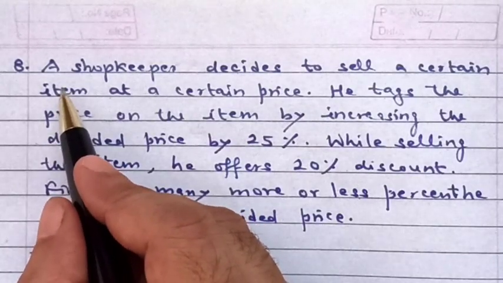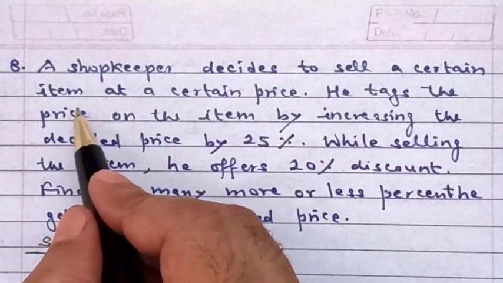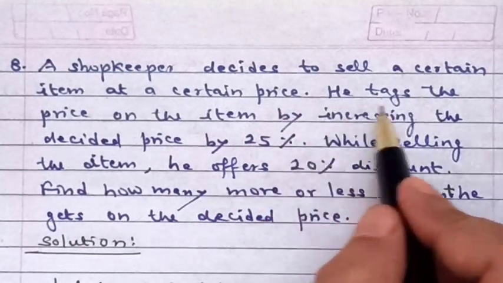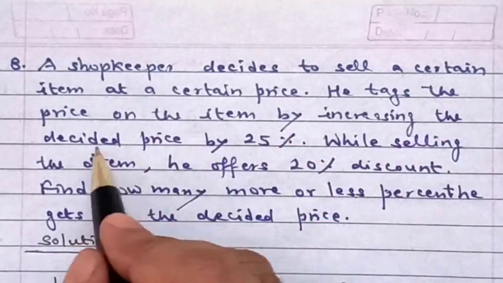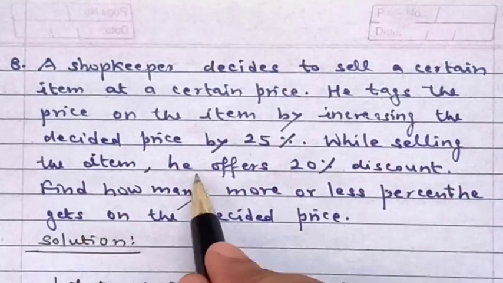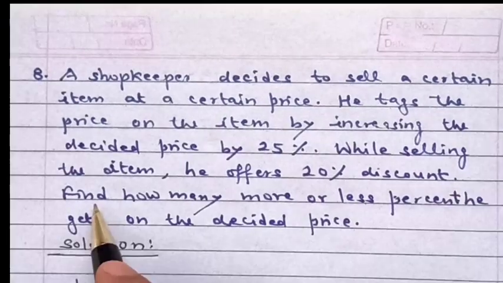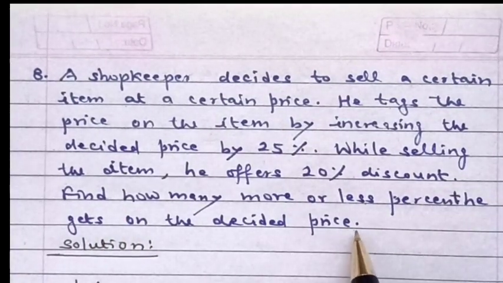Eighth question. A shopkeeper decides to sell a certain item at a certain price. He taxed the price on the item by increasing the decided price by 25%. While selling the item, he offers 20% discount. Find how many more or less percent he gets on the decided price.